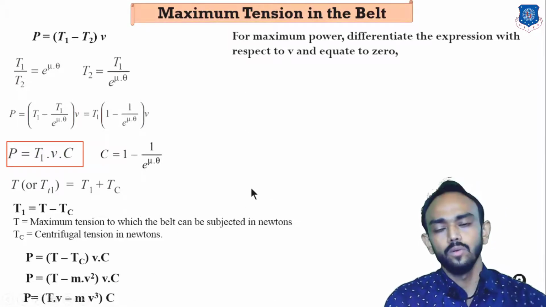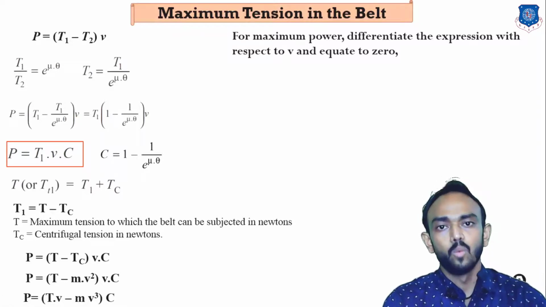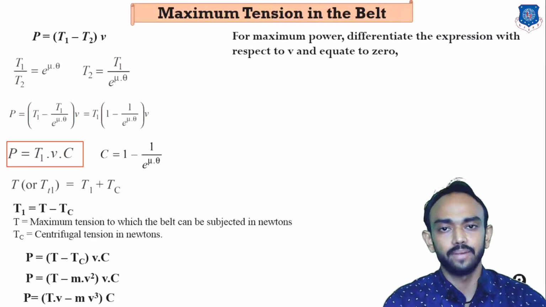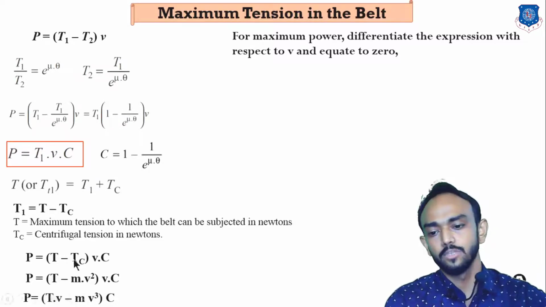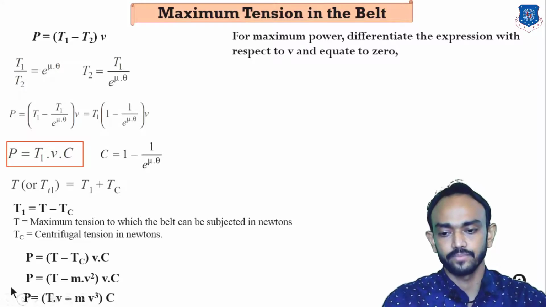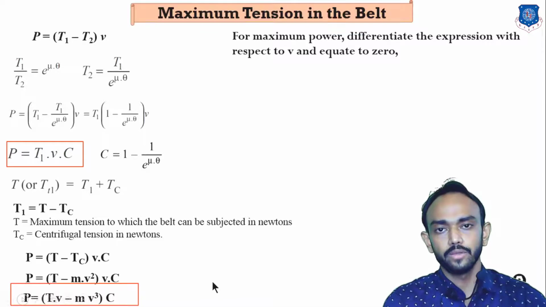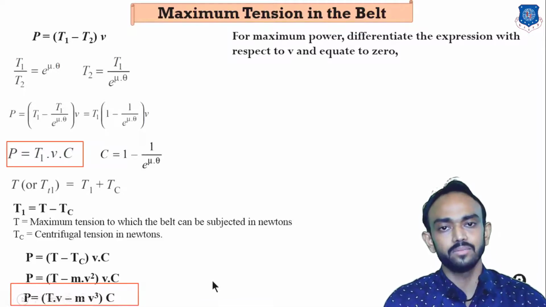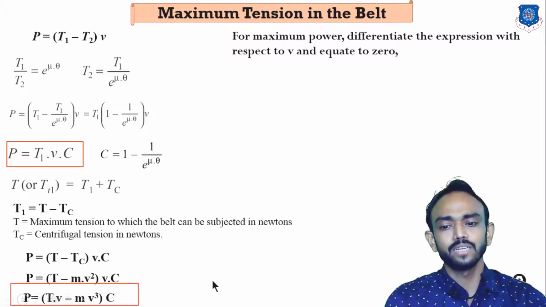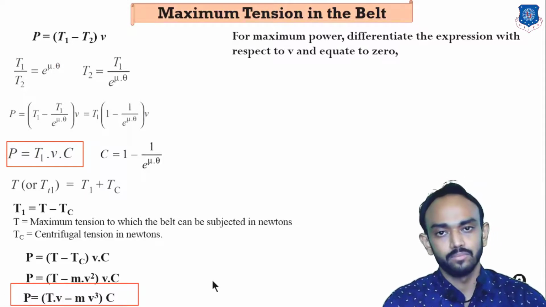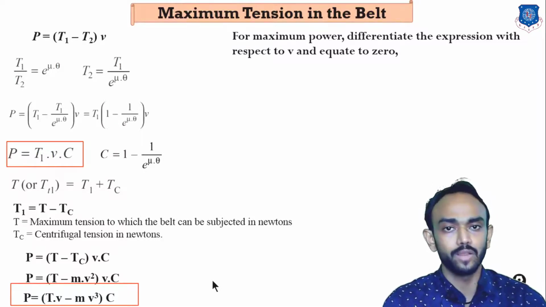So we have to find the maximum power. What will be the maximum power we can get from any belt drive? You can see in this equation that power is equal to tension into velocity minus mass into velocity cubed, into C, which is a constant. So it totally depends upon the velocity. How much power you can transmit by any belt drive totally depends upon the velocity.